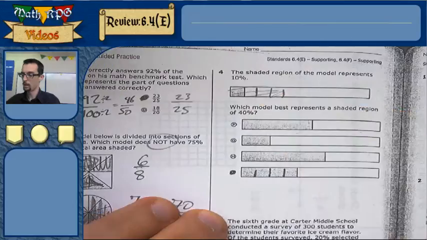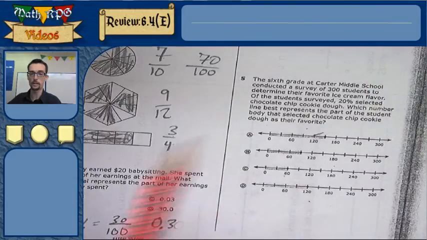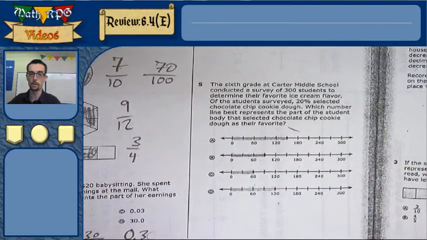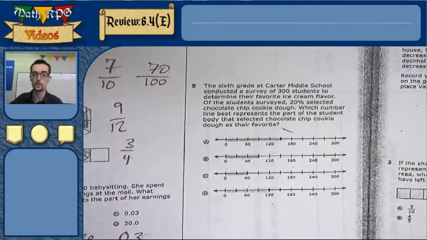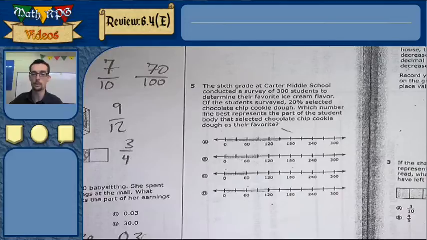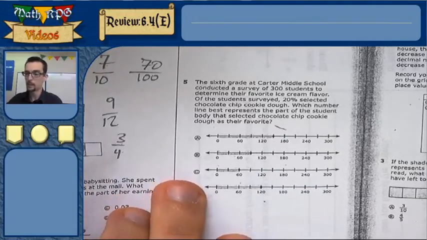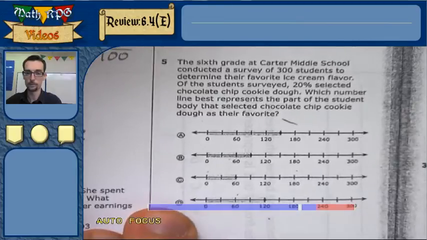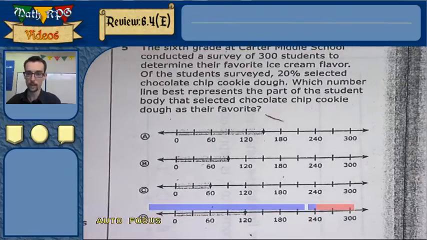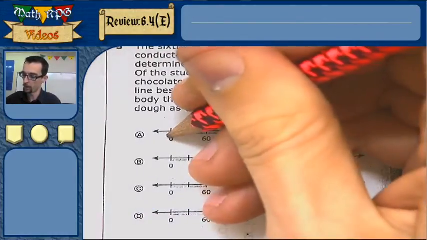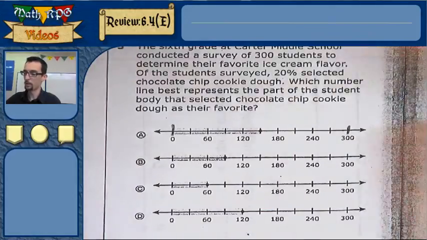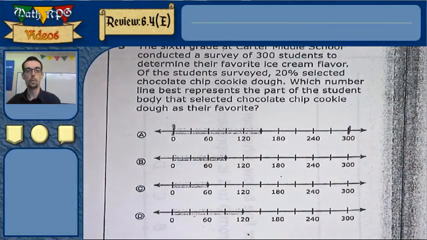Awesome. Question number 5. The 6th grade at Carter Middle School conducted a survey of 300 students to determine their favorite ice cream flavor. Of the students surveyed, 20% selected chocolate chip cookie dough. Which number line best represents the part of the student body that selected chocolate chip cookie dough as their favorite? So, I got my number lines here. Kind of hard to see. I'm going to zoom in a little bit more. There we go. So I have anywhere from 0%, which would be nobody, all the way up to 300%, which would be everybody. And I'm looking for 20%.